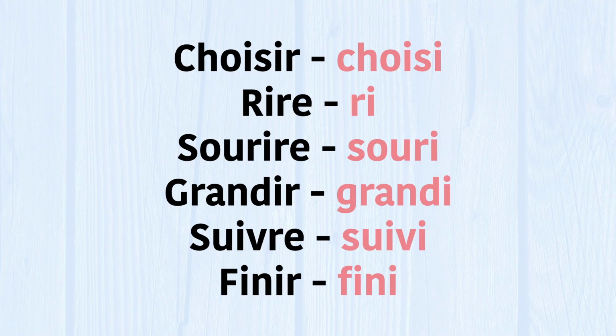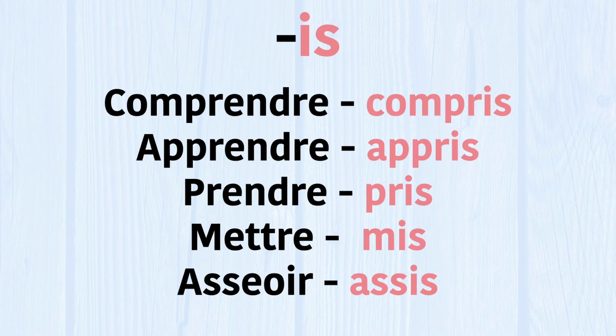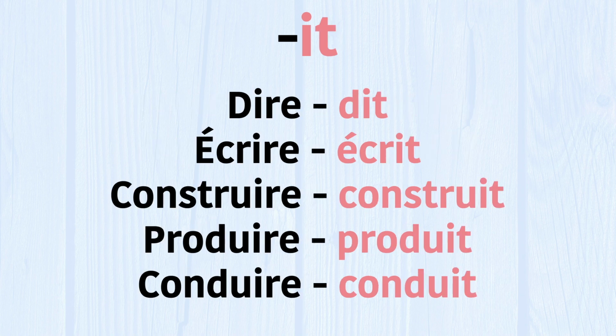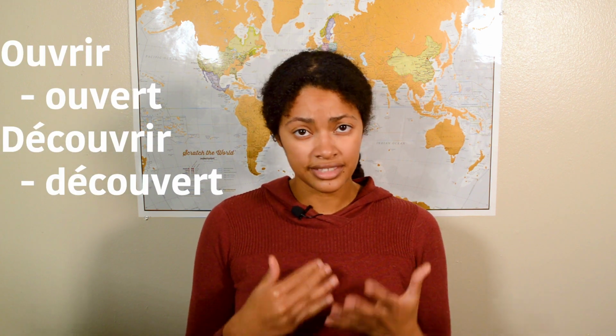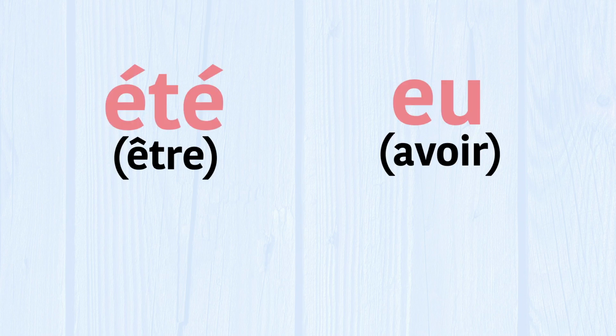After that, we have our past participles that end in the letter E. So we have these verbs, but we also have verbs like comprendre and apprendre, which end in IS. And then we have words like dire and écrire, which end in IT. And since it's French, all of these are pronounced as E. There's a few random ones that end in ERT, but then we get to the kings and queens of irregular verbs, être, avoir, and faire. Their past participles are été, eu, and fait.